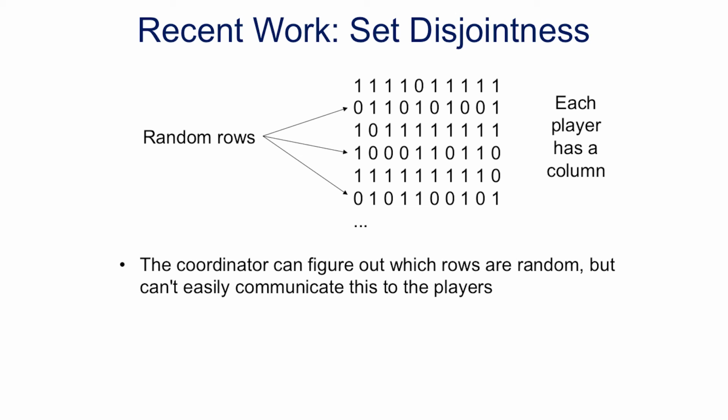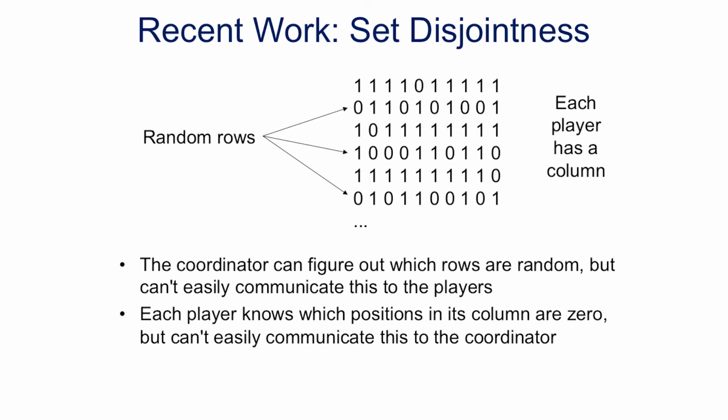So he has the identity of a random subset of rows. This takes m bits of entropy. He can't communicate this to each of the players, otherwise he'd spend k times m communication.